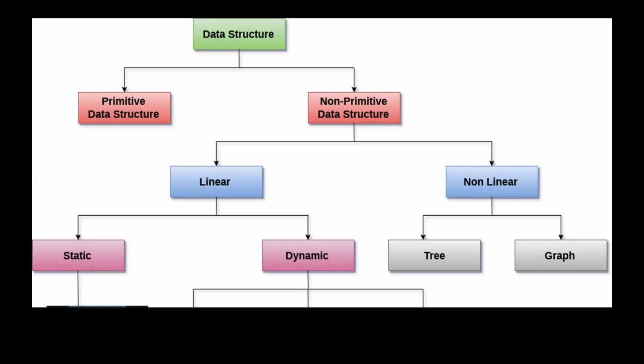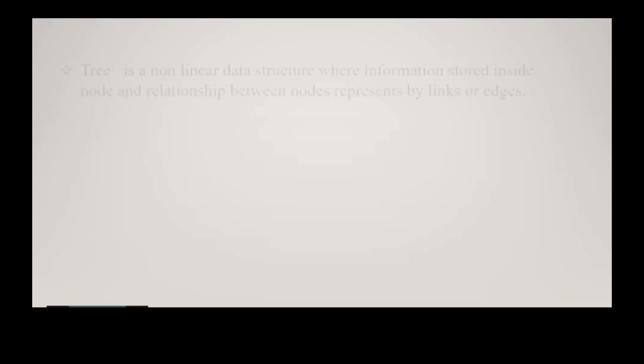We already know what a linear data structure is, what the different classifications are, what the drawbacks are, and why we moved from one type of data structure to another. Right now we are going to cover the non-linear data structure, and the first one we are going to cover is the tree.